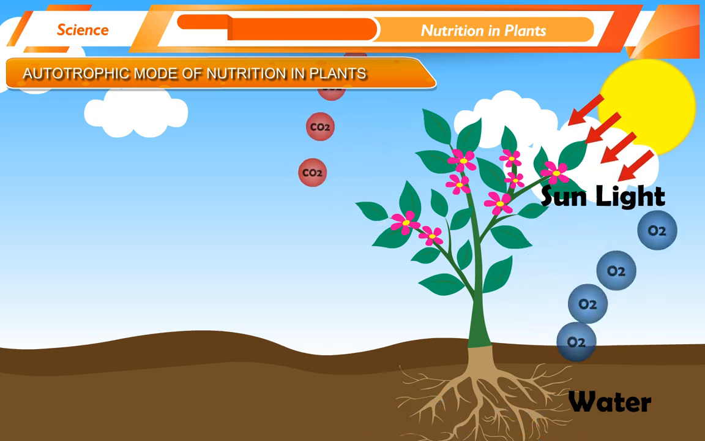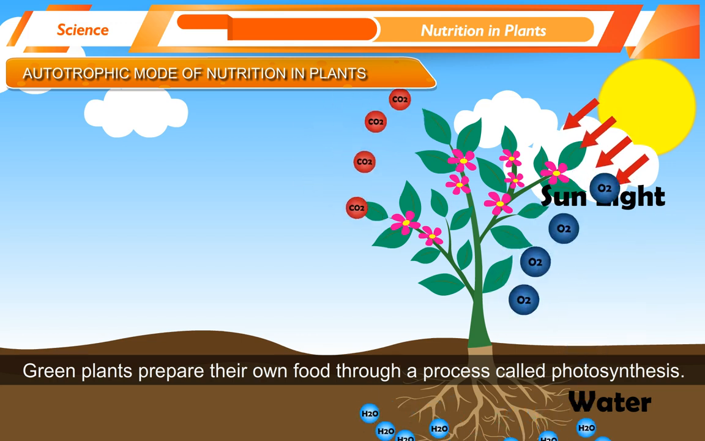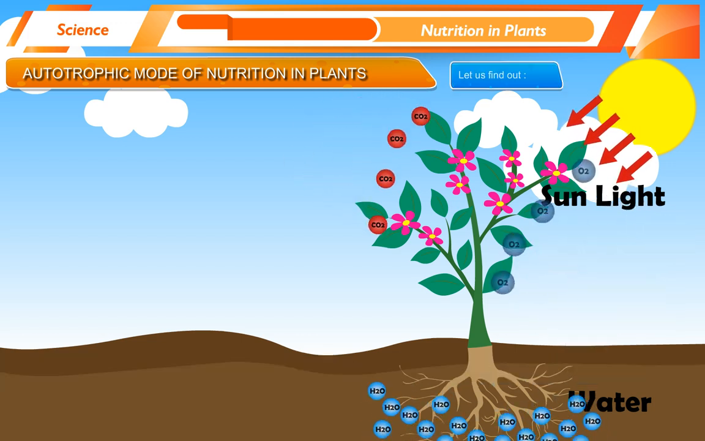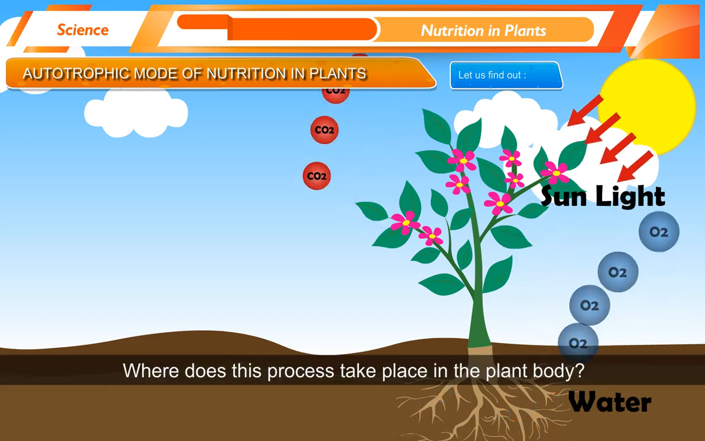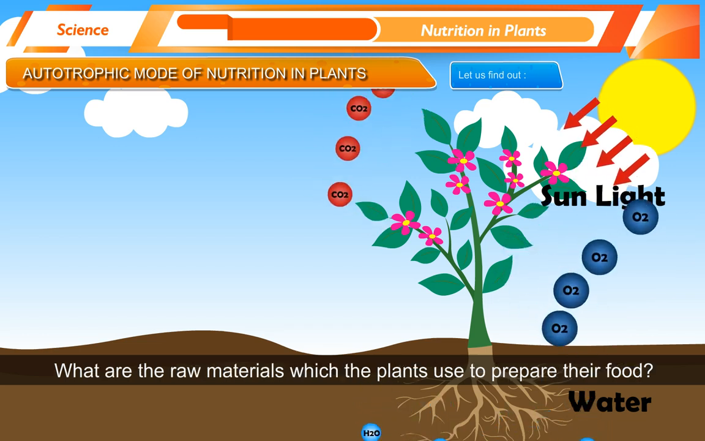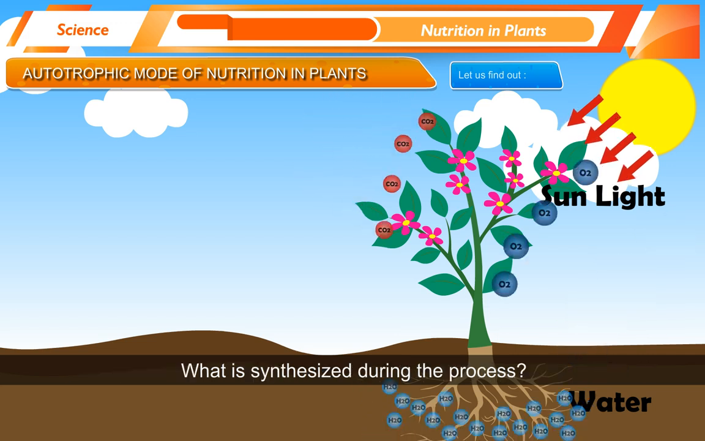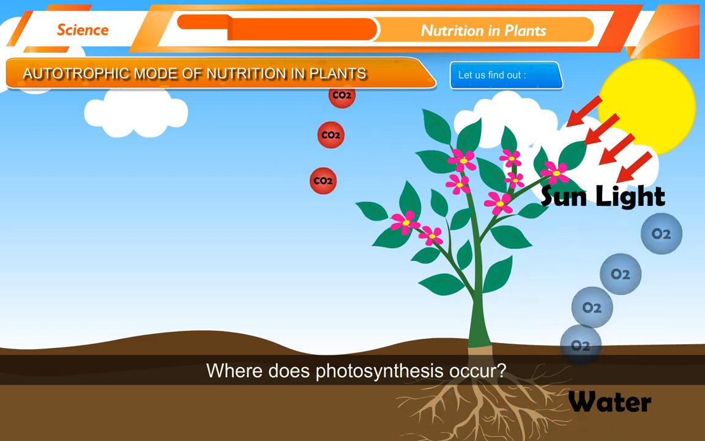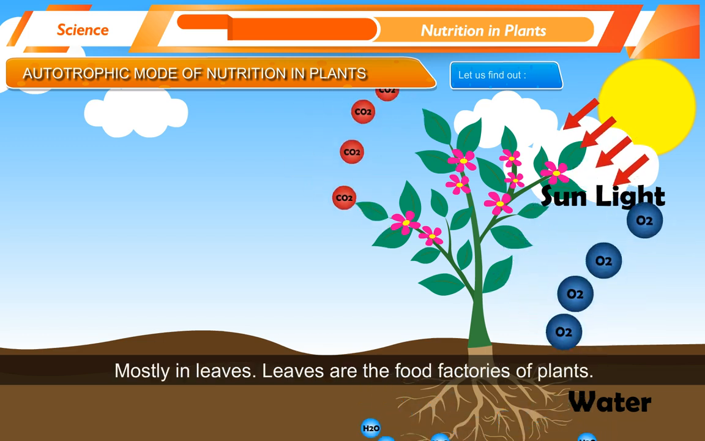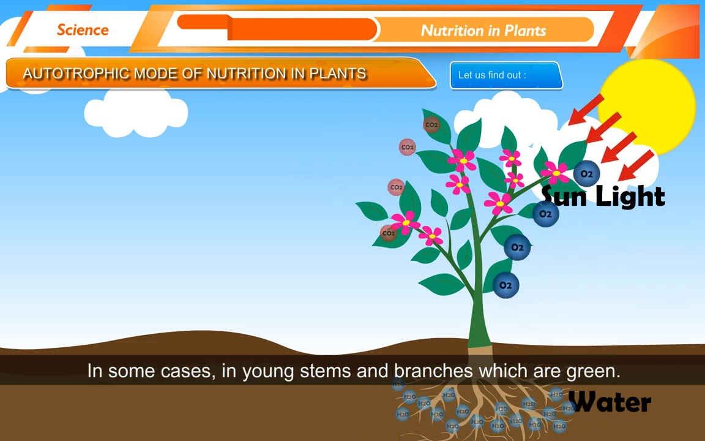Autotrophic mode of nutrition in plants. Green plants prepare their own food through a process called photosynthesis. Let us find out: Where does this process take place in the plant body? What are the raw materials which the plants use to prepare their food? What is synthesized during the process? Where does photosynthesis occur? Mostly in leaves. Leaves are the food factories of plants. In some cases, in young stems and branches which are green.